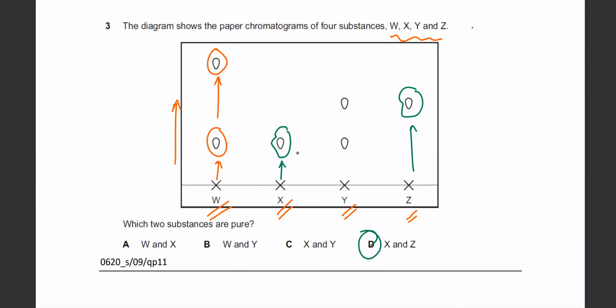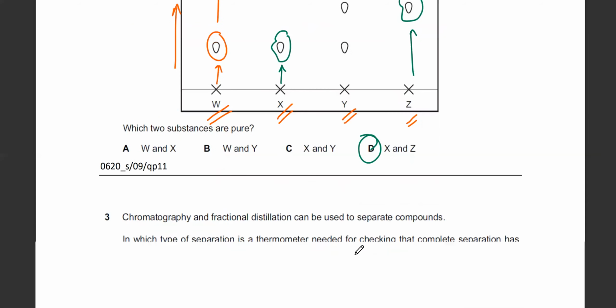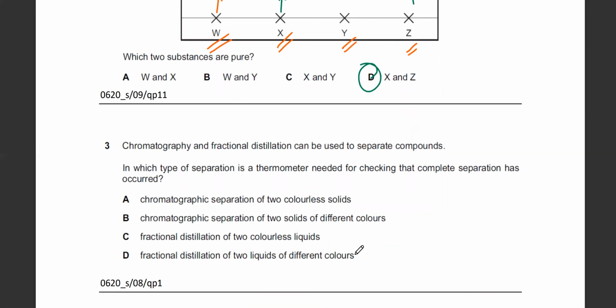Answer would be D. These are the pure substances, whereas Y and W are both made up of two dyes. And also remember that if dyes travel the same distance, that means they are the same dyes. For example, this one and this one are traveling the same distance, so they're probably the same dye. This one and this one are traveling the same distance, so they're probably the same dye. Anyway, so this is this.